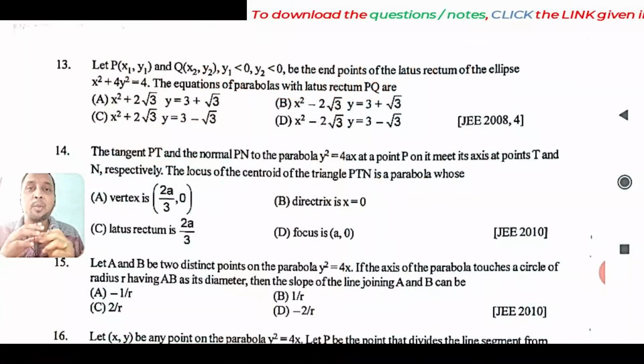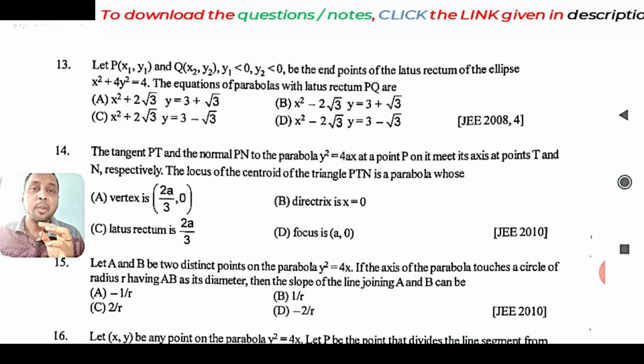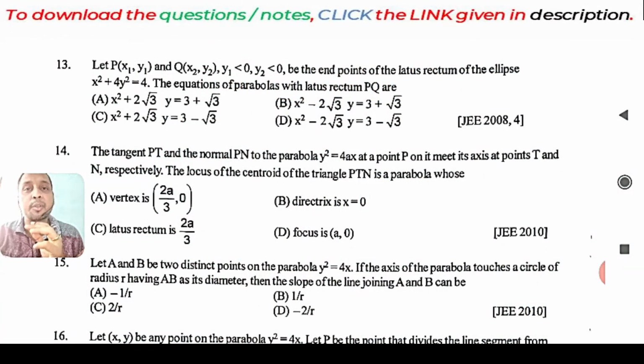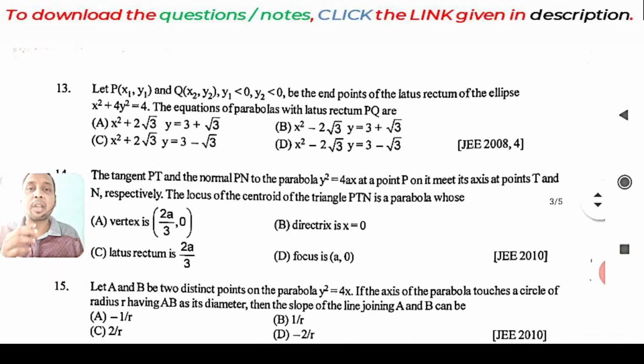Okay students, welcome you all to this new lecture in the advanced level, where we are solving previous year IIT JEE questions on parabola. So today we will be solving three questions, question number 13, 14 and then 15. Then let's try to solve these questions.